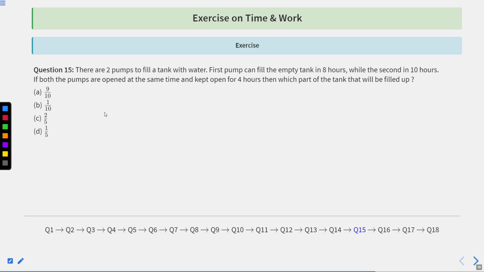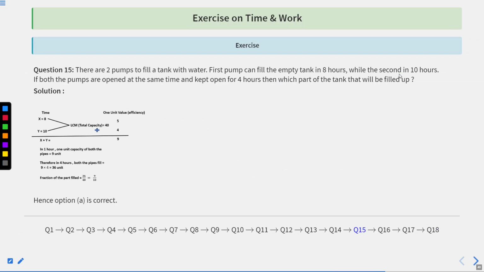Now, moving to question number 15. There are 2 pumps to fill a tank with water. The first pump can fill the empty tank in 8 hours while the second in 10 hours. If both the pumps are opened at the same time and kept open for 4 hours, then which part of the tank will be filled up? So it is given that x is equal to 8 and y is equal to 10. This information is given to us in the question.